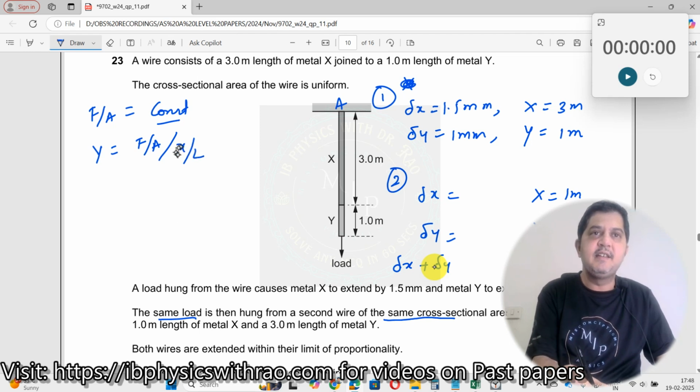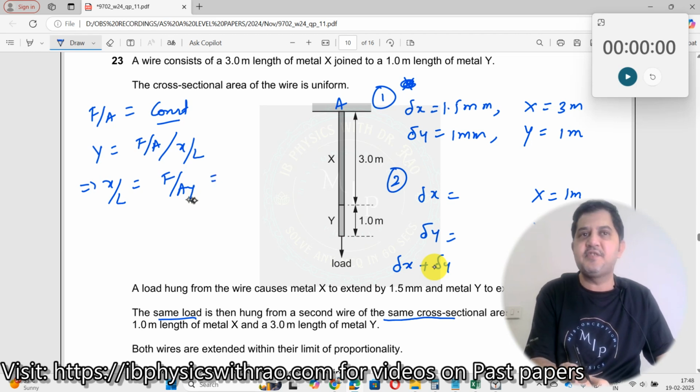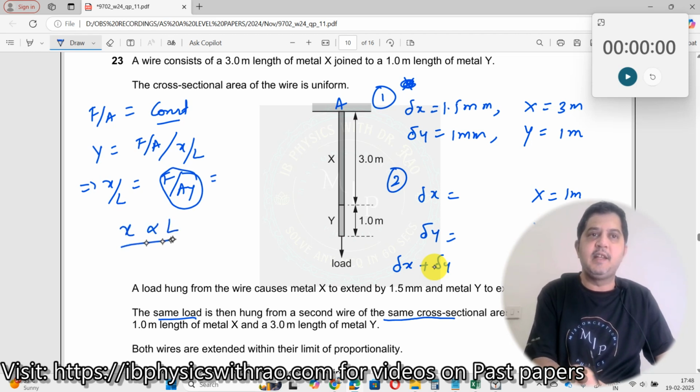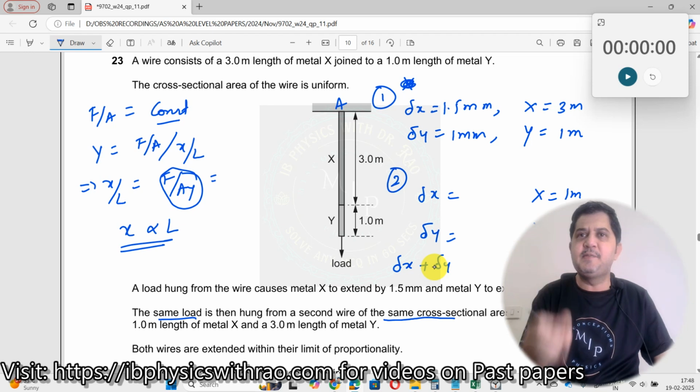What is X? The extension. Okay, so in other words, from this expression I can now say X by L is equal to F by AY. What is this? F is constant, A is constant, Y is constant. So therefore, the whole thing is a constant. In other words, the extension is proportional to length. When we say that, now things become easier.